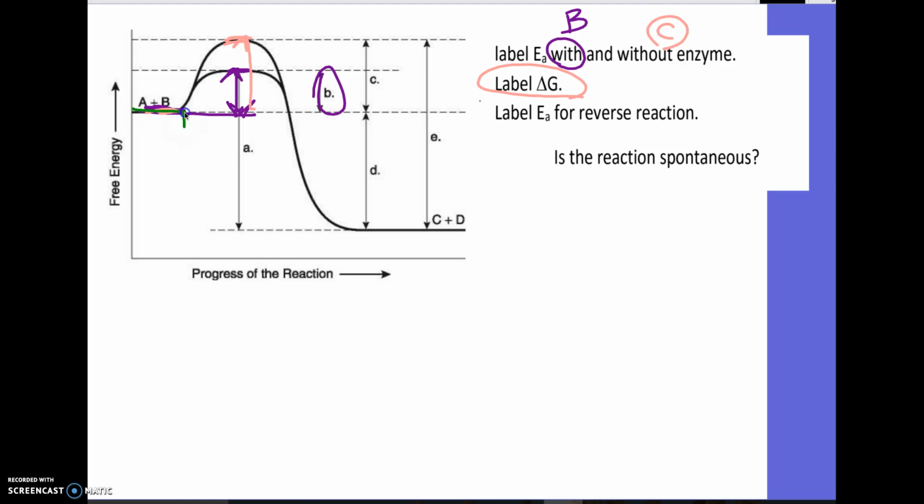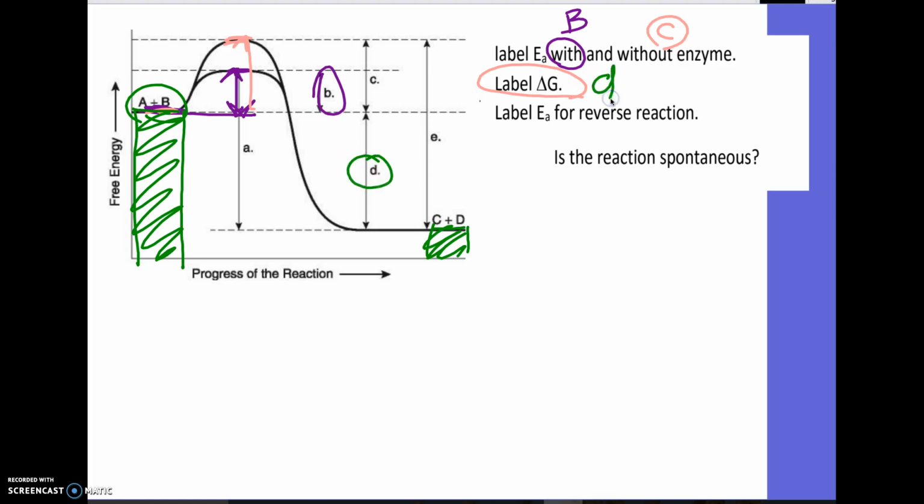In other words, if you turned this into a bar graph and we just look at the reactants, this is how much free energy they have, and the products, this is how much free energy they have. There's less energy in the products than the reactants, which means that delta G, which is D, is it spontaneous or not? Yes, this is spontaneous because delta G would be a negative number.